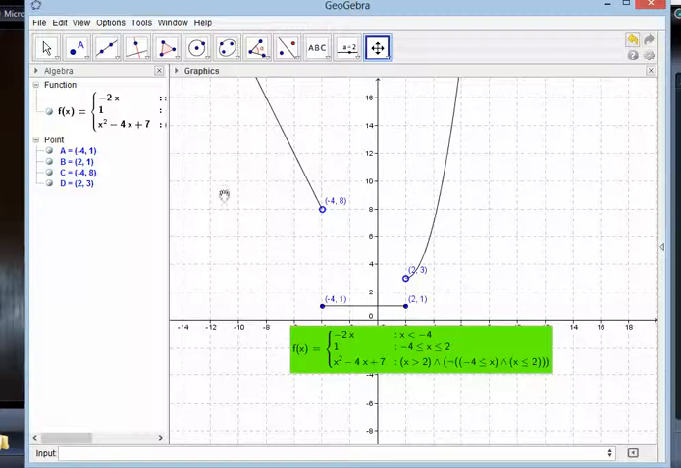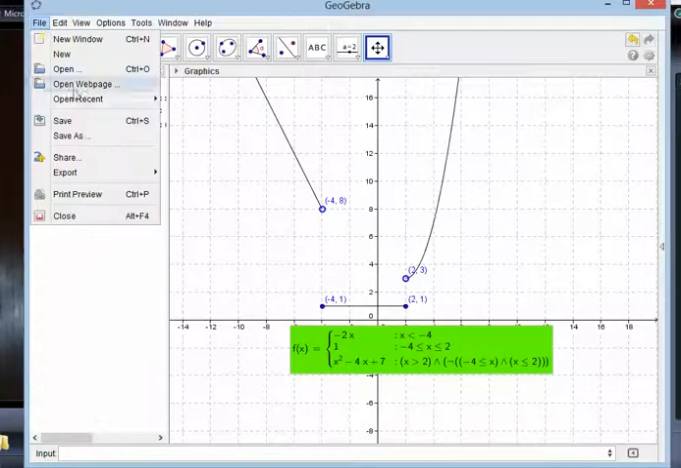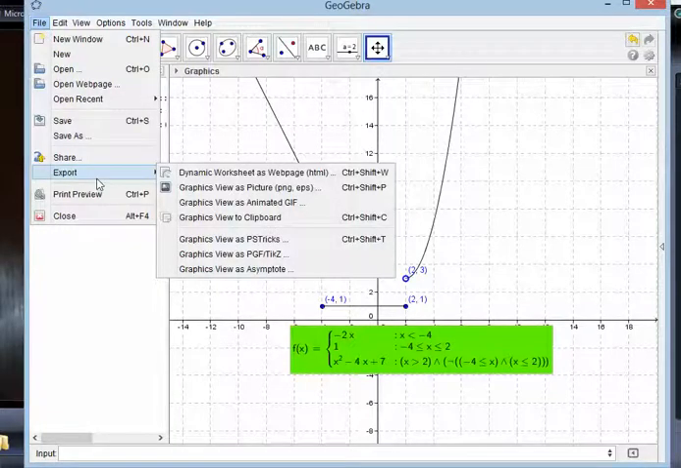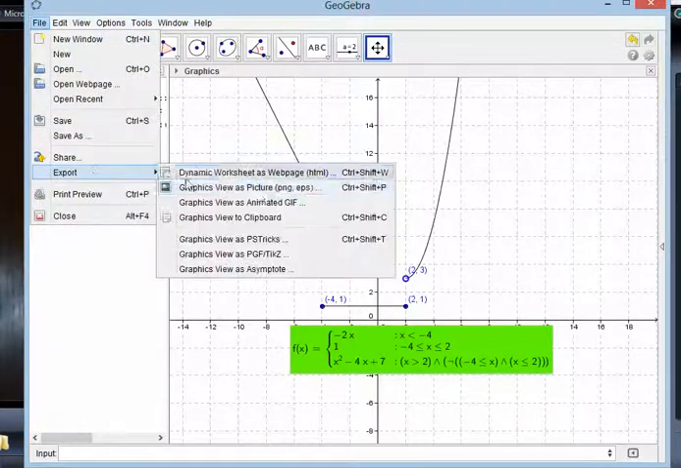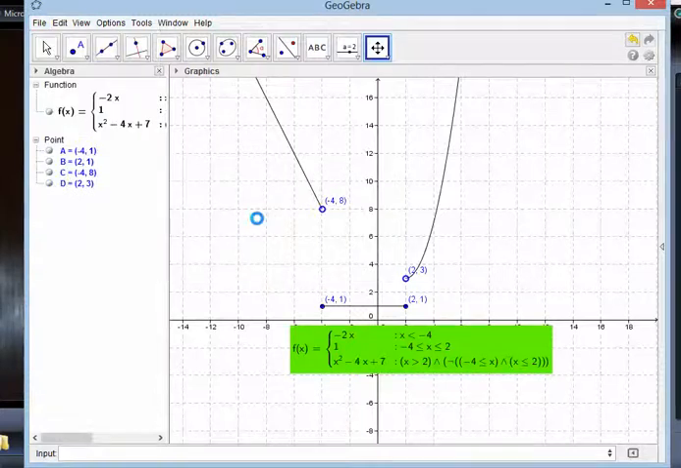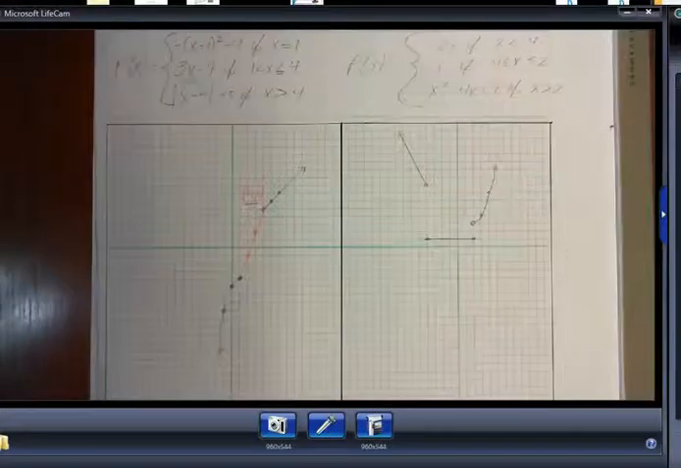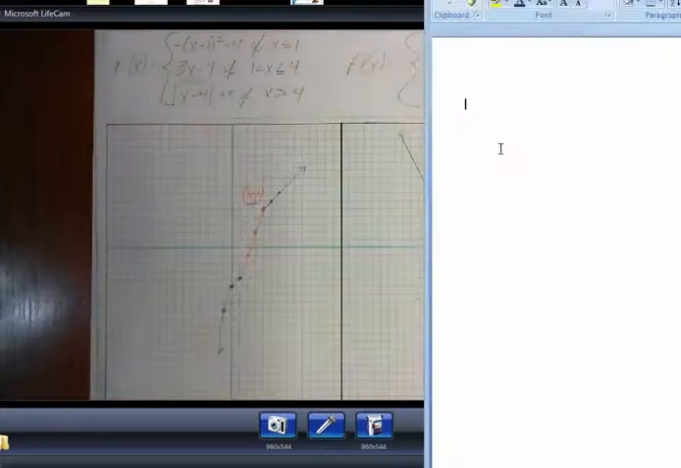resituate this. Now if we need to get this in a Word document to submit it for grading, that's not too difficult. We just go to File and then Export, and then we go to Graphics View to Clipboard. I'll show you that process once again. File, Export, Graphics View to Clipboard. I'm going to click that, and that's going to save that graph to my clipboard. And now we'll just need to open up our Word document here.